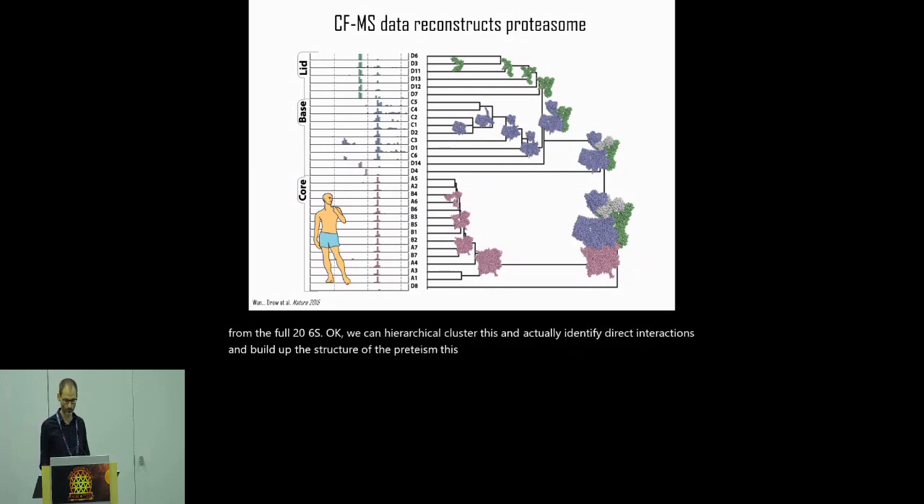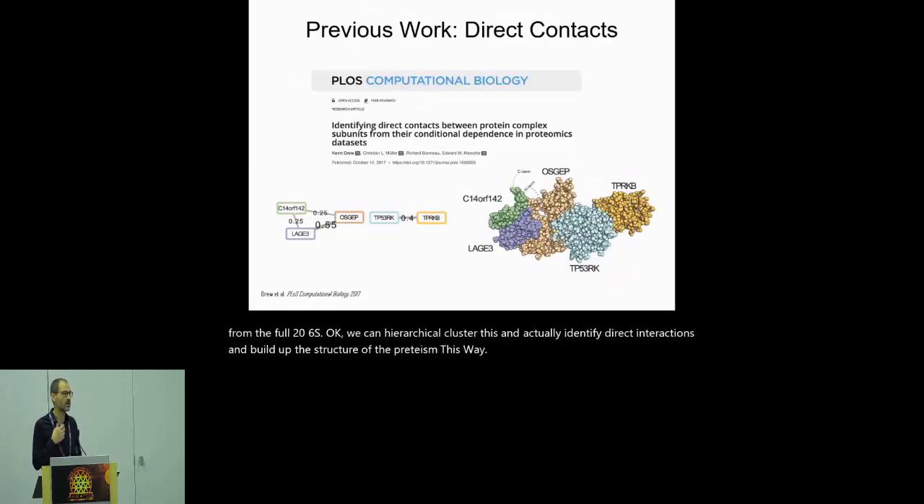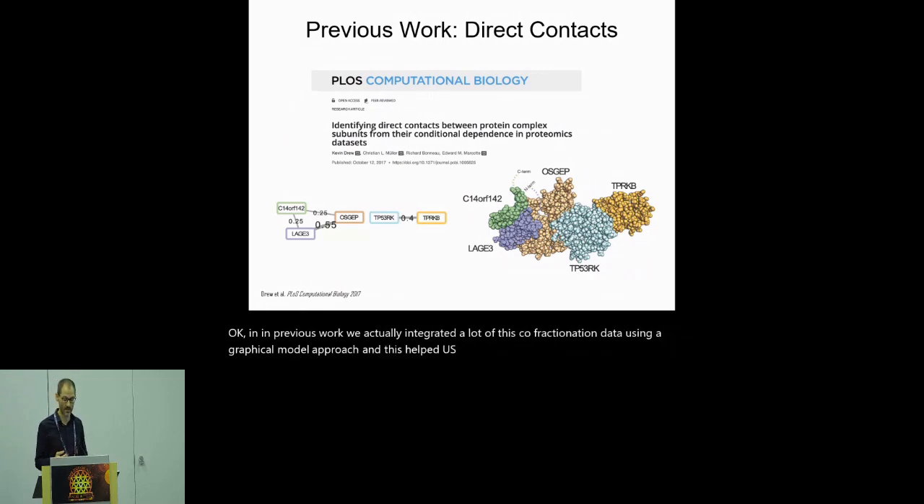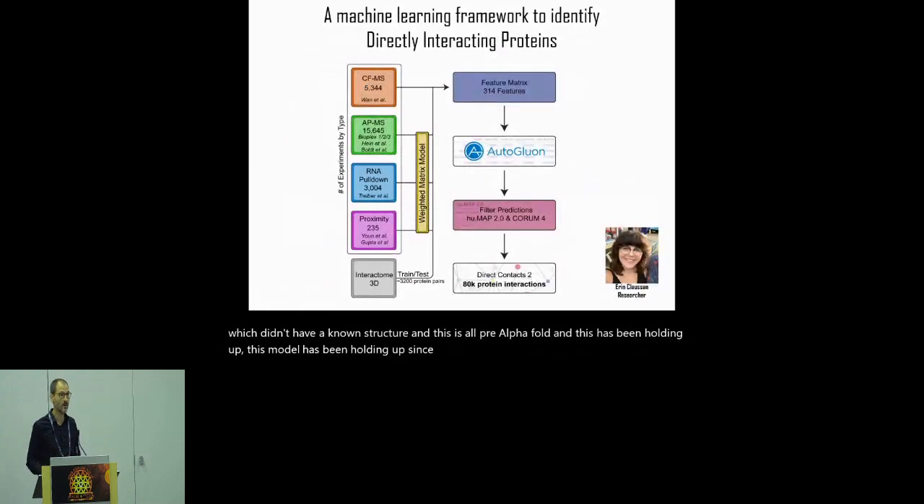Okay, in a previous work, we actually integrated a lot of this cofractionation data using a graphical model approach, and this helped us identify direct versus indirect, and we were able to build structural models based on this. And for example, this CHOPS complex here, which didn't have a known structure, and this is all pre-AlphaFold, this model has been holding up since then. Okay. And so now we want to advance this even further.